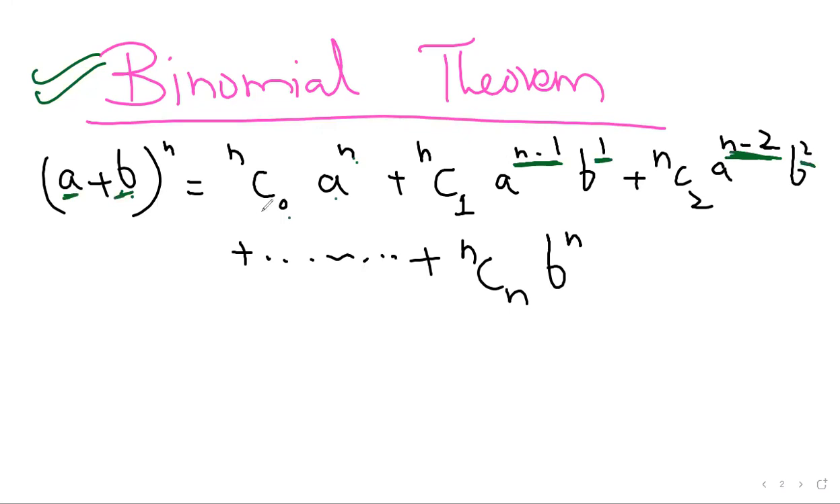And now we will discuss this C. What is this C? nC0, nC1, nC2, up to nCn are called binomial coefficients. The C is used for combination.